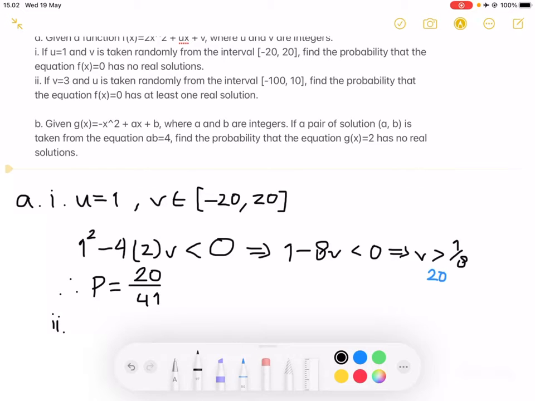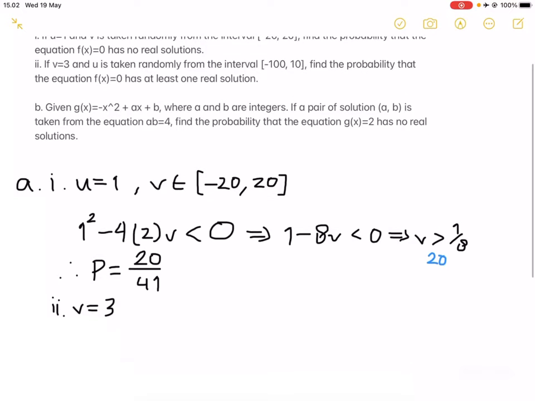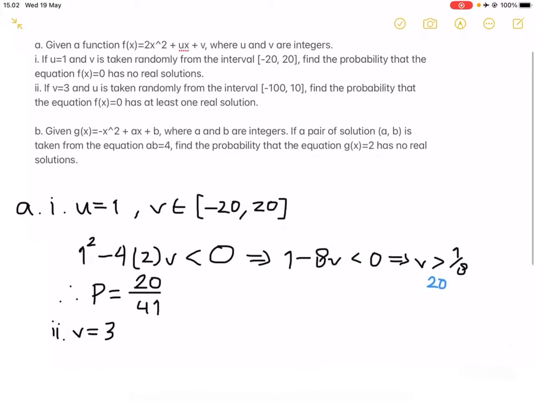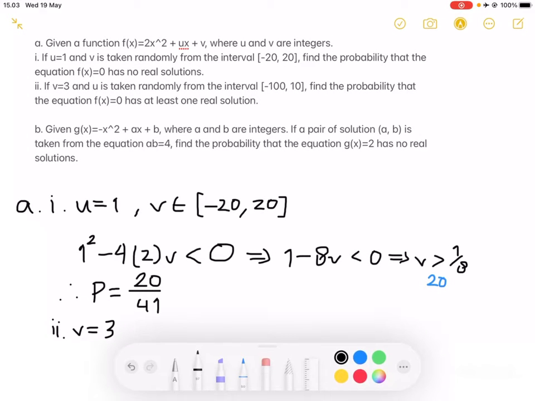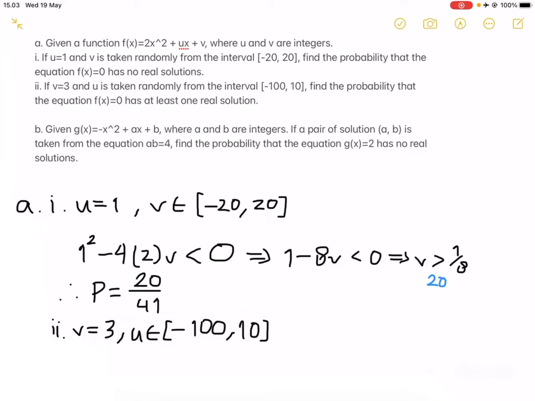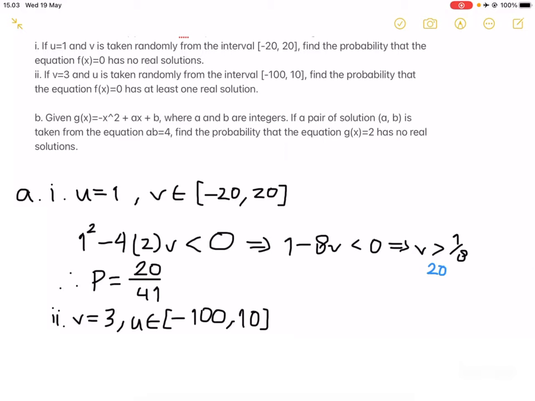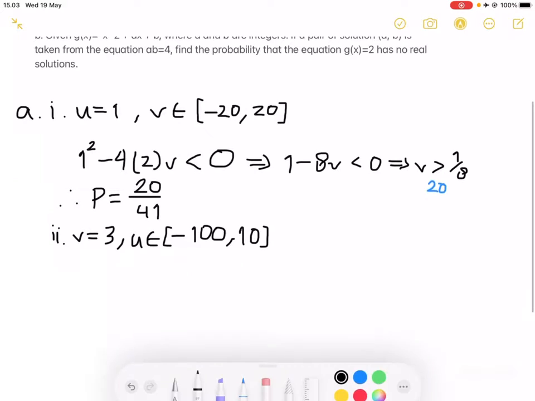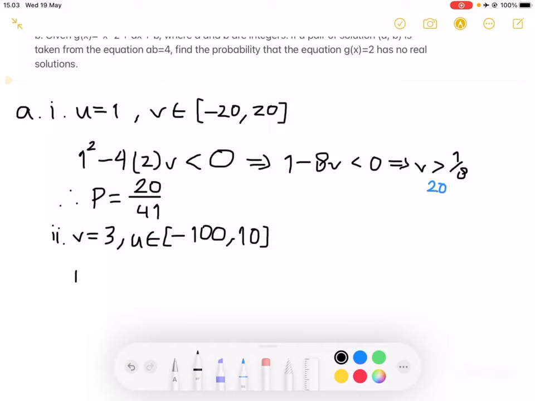Alright, for part 2. This time, v is set equal to 3 and u is our variable. So u is taken from the interval -100 to 10. Find the probability that the equation f of x equals 0 has at least one real solution. So again, we can use the discriminant trick.